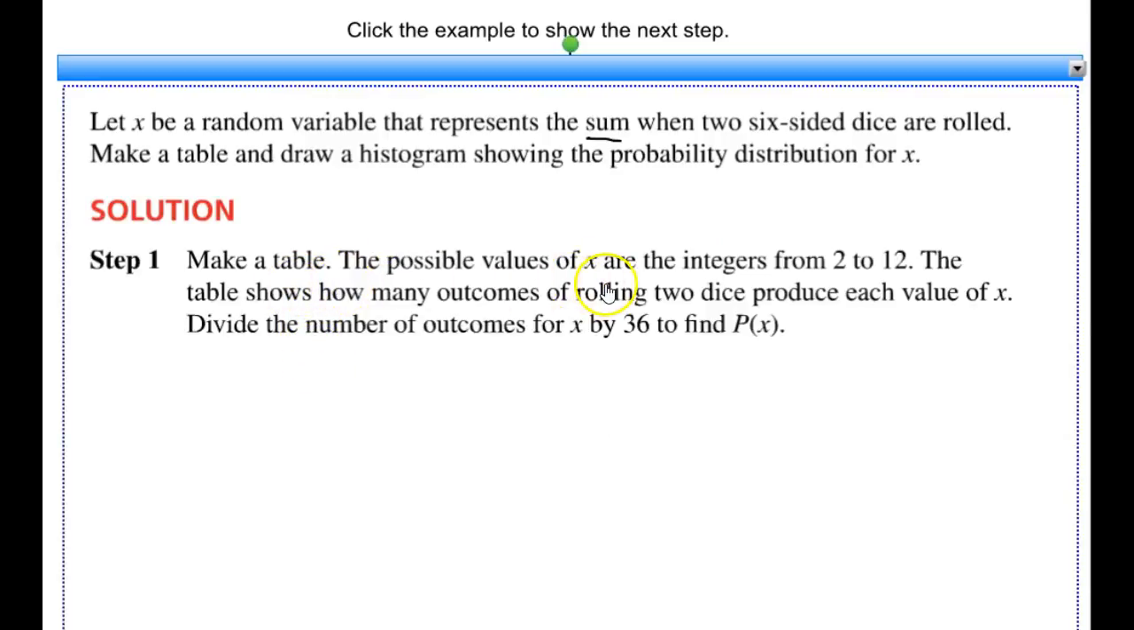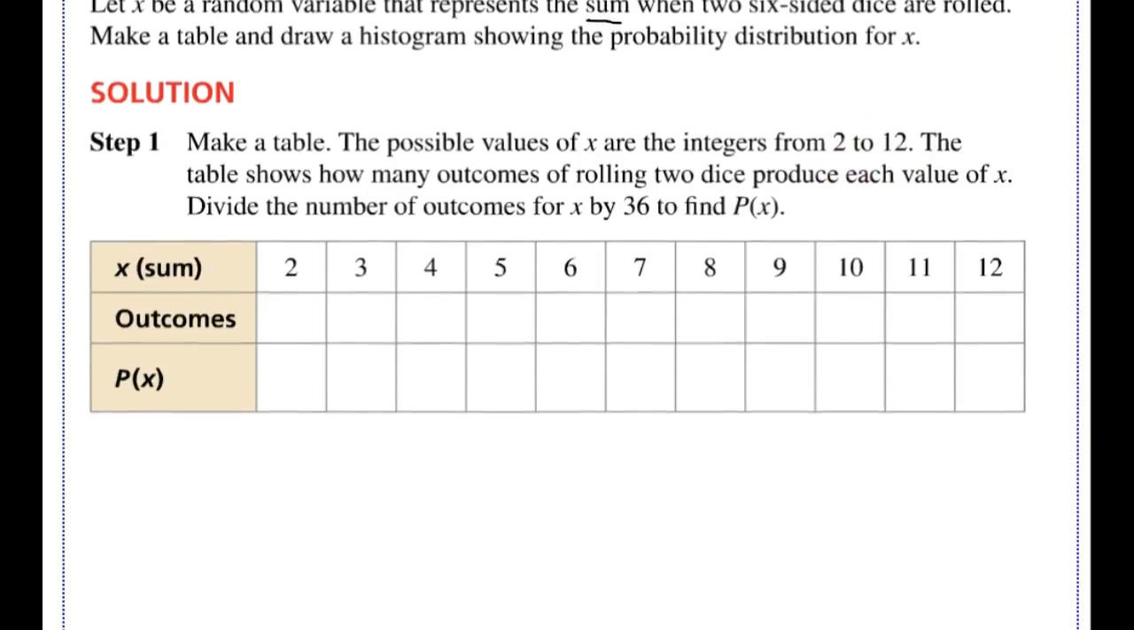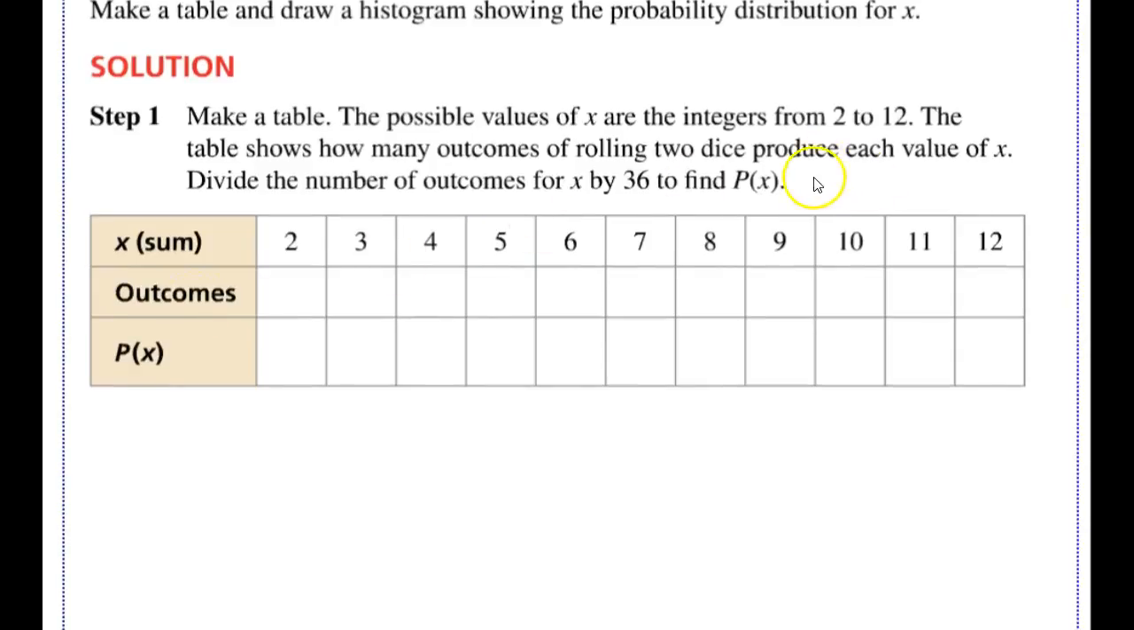So my possible values, because we're dealing with the sum, right, are from 2 to 12. I can never get a 1 if I'm rolling 2 dice. I can only get from 2 to 12. So now my table is going to show how many outcomes of rolling 2 dice produce each value of x. So then I divide it by 36 to find the probability.